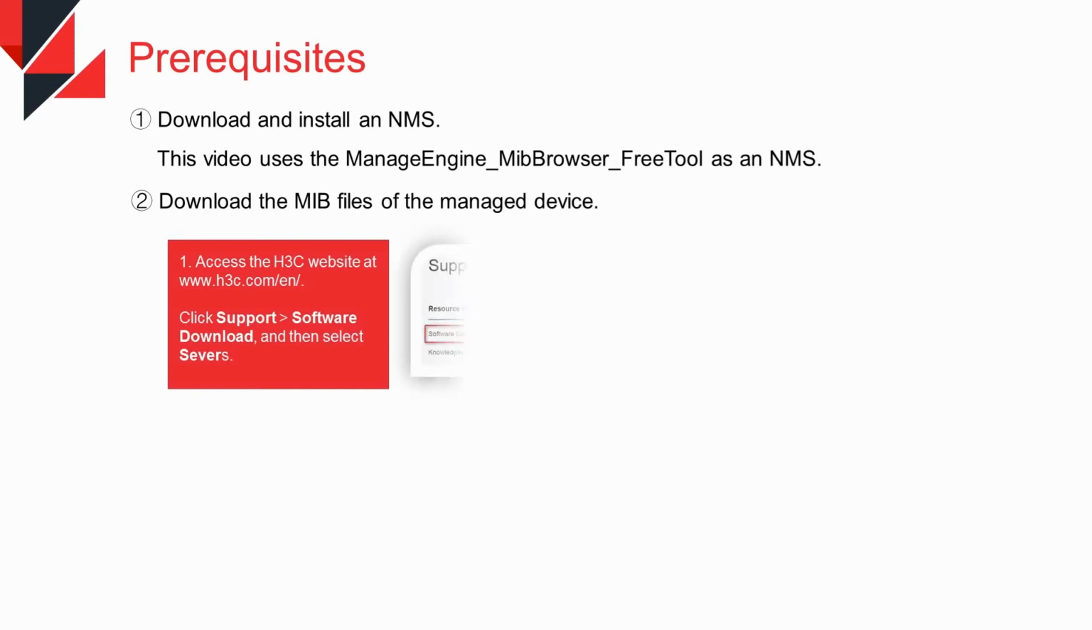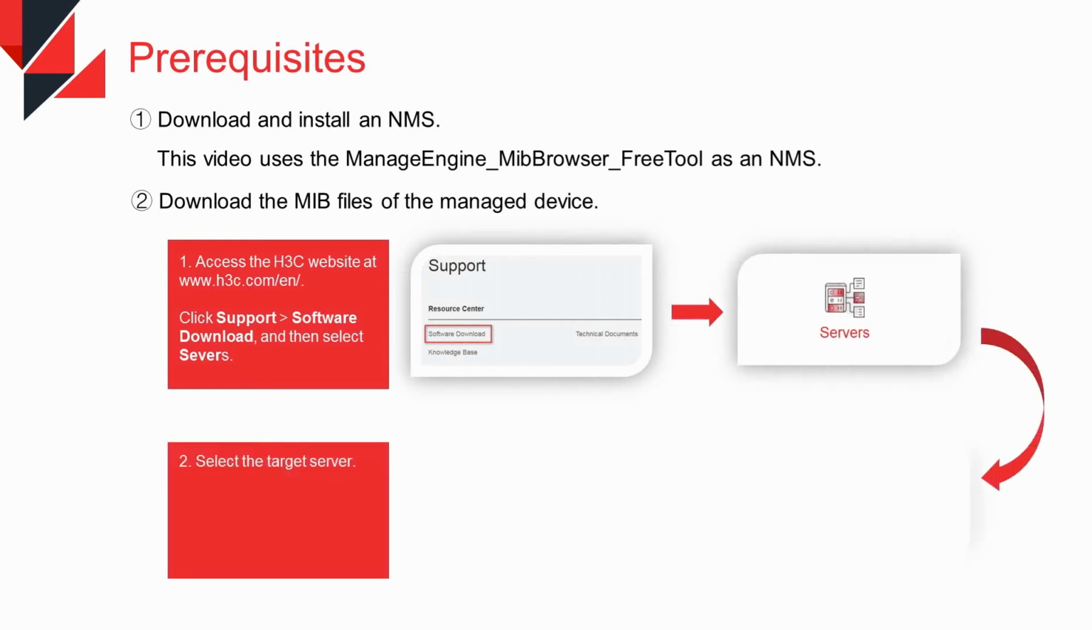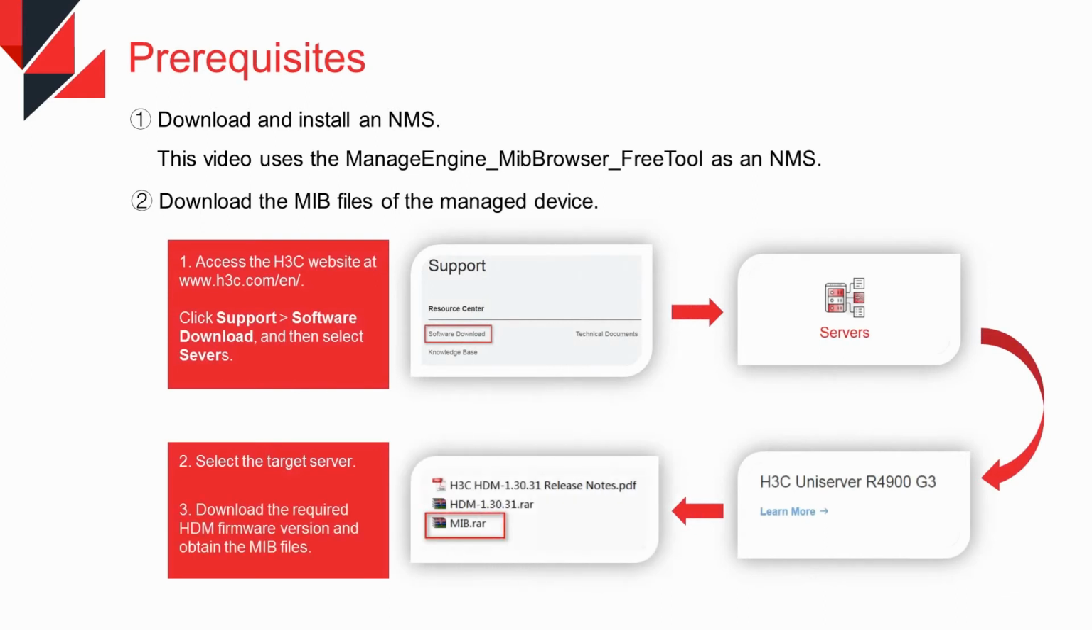Access the H3C website at www.h3c.com/en. Click Support, Software Download, and then select Servers. Select the target server, for example, R4900G3. Download the required HDM firmware version and obtain the MIB files.